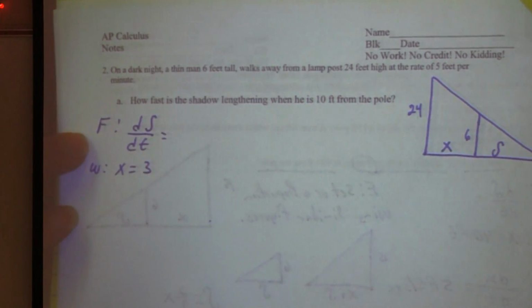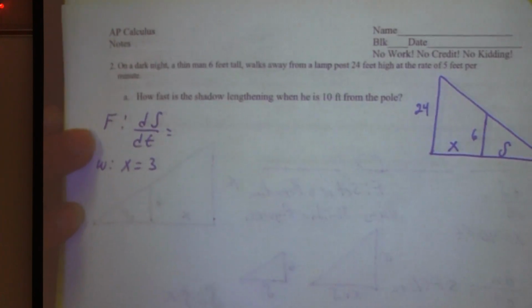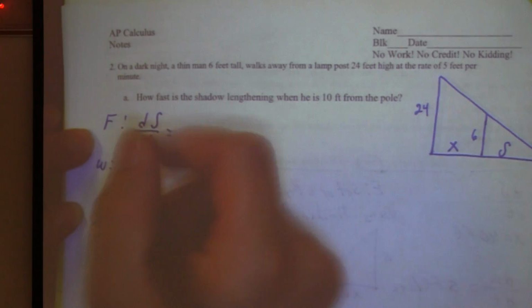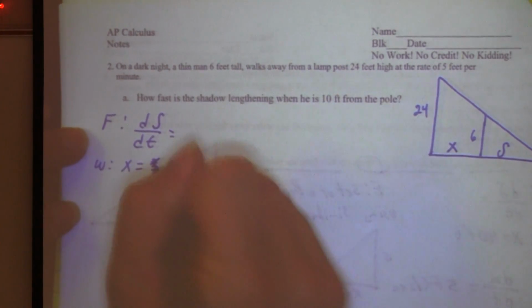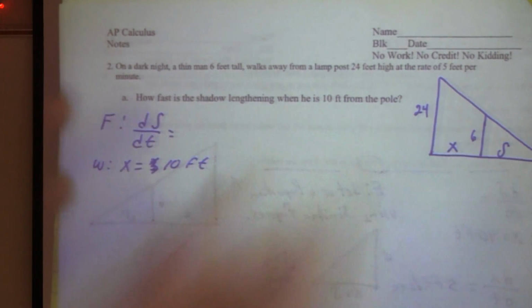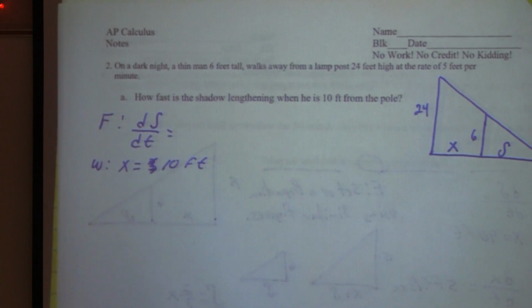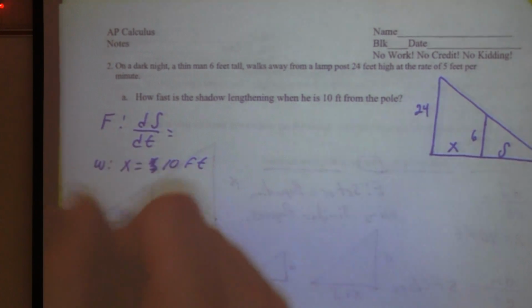Is that correct? Did you say 3 or 10? Oh, you said 10. Sorry, I heard 3. Just write what you say, and then we'll talk about it if it's right or wrong, right? So x equals 10. Given?